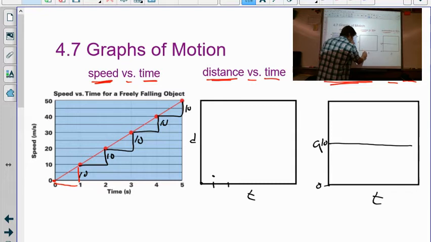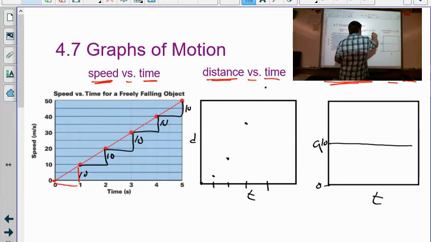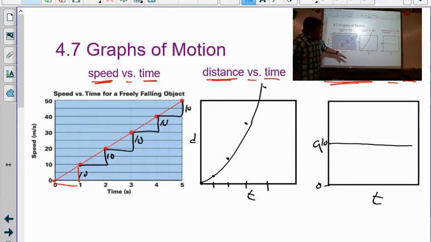So here's 2, 20 is up here. After 3 seconds, it went 45 meters. I'm going to go to 3 seconds and up to 45 meters. After 4 seconds, it went 80 meters. I had to think on that one. 4 seconds and then 80 meters. And so you're going to see that you get an exponential here, okay?